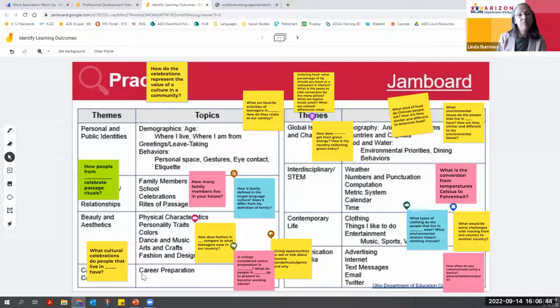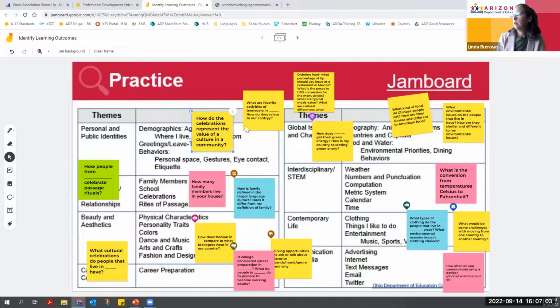What do people do to prepare for their careers in other countries? What do the school systems look like? These are all fantastic. Oh, this is a great one. How do the celebrations represent the value of culture in a community? I think that's a wonderful one too. I'm going to move that up over here. These are fantastic. Great. Wonderful.